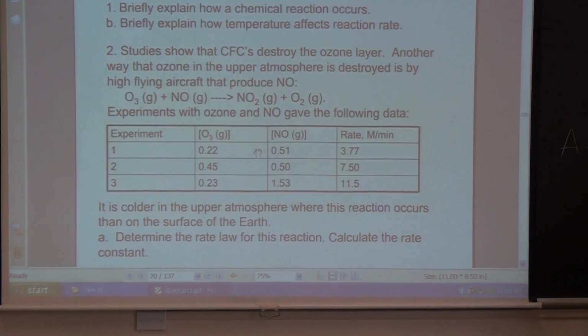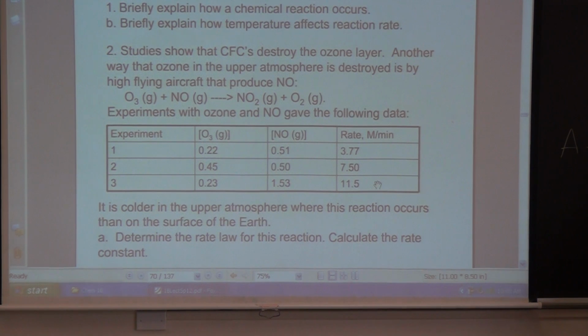So we calculate the rate constant K using experiment 1 data, and we calculate it to be like 32 point something. If you did the same calculation for rate constant K using experiment 2, you should get the same number. It should be about 32.6 or 30, somewhere there.